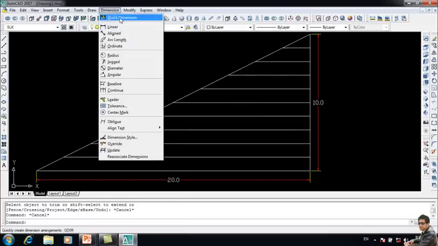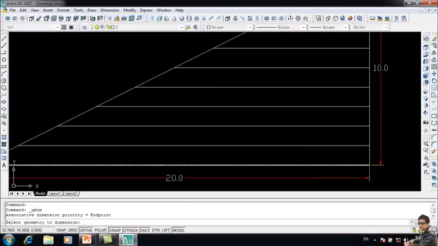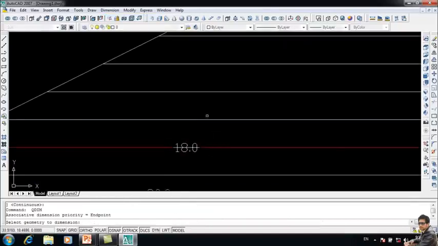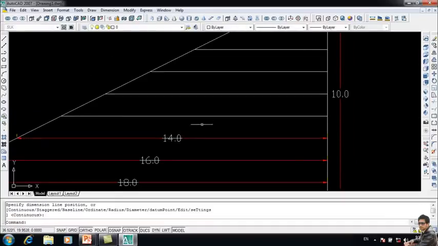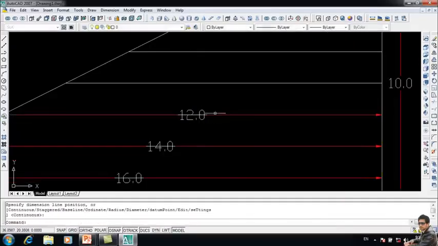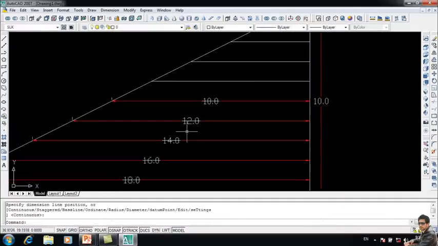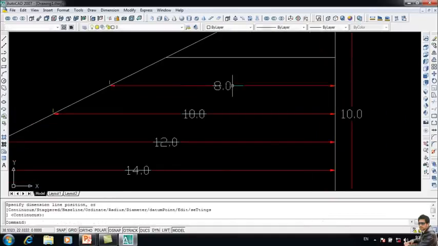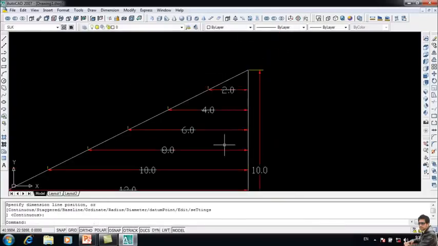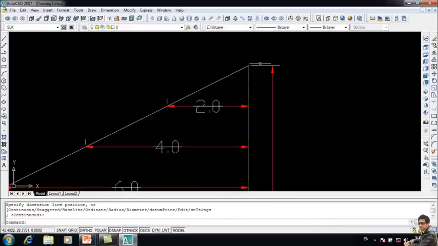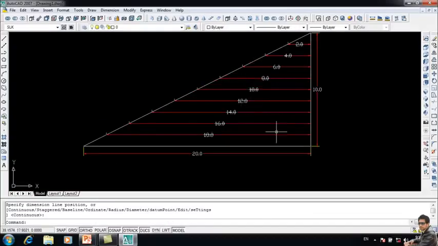And now from dimension, I can use quick dimension. The L1 is of course just 20 feet, right? And this is 18, yes. Of course, this is 16. This one is just 14, 12, 10, 8, 6, 4, and of course 2. And there is nothing left over here, right? So you can use your AutoCAD for this purpose too.